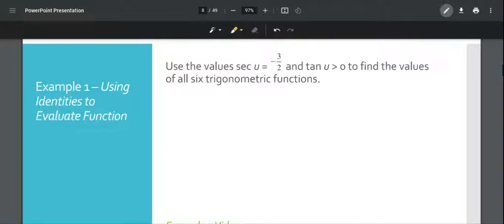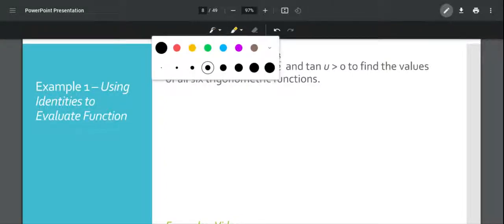All right. So in this first example, we have that the secant of u equals negative 3 halves. The tangent of u is greater than 0, and we want to find the values of all 6 trig functions. So do you know what your 6 trig functions are, right? Sine, cosine, tangent, secant, cosecant, cotangent. They already gave us secant.